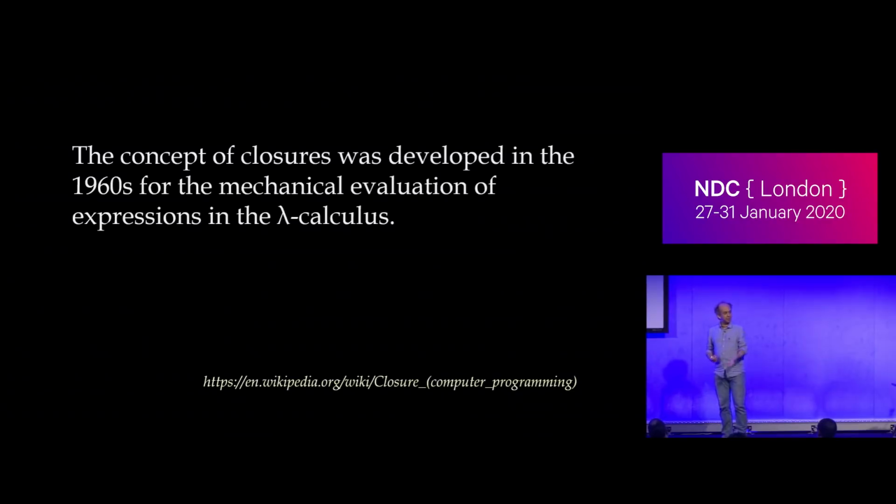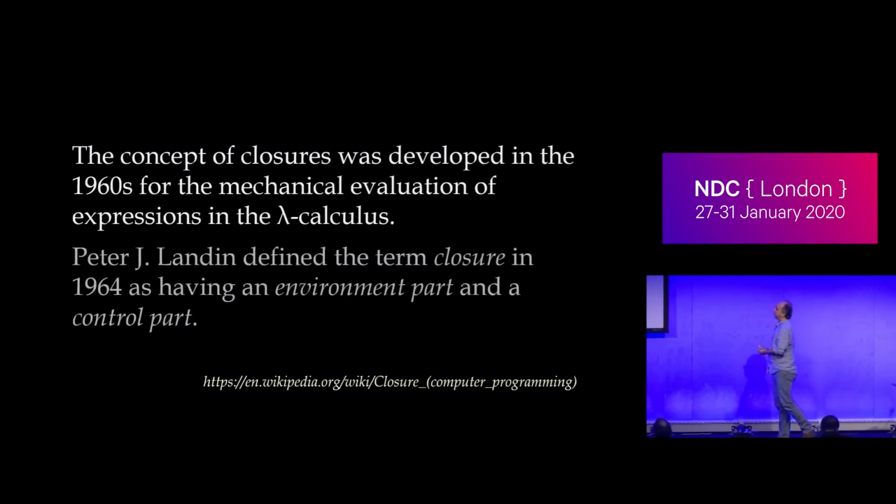How do we lift this stuff off the page and use things that we are familiar with now, scope, binding of variables, things like that? How do we do this? Peter Landin defined the term closure in 1964 as having an environment part and a control part.